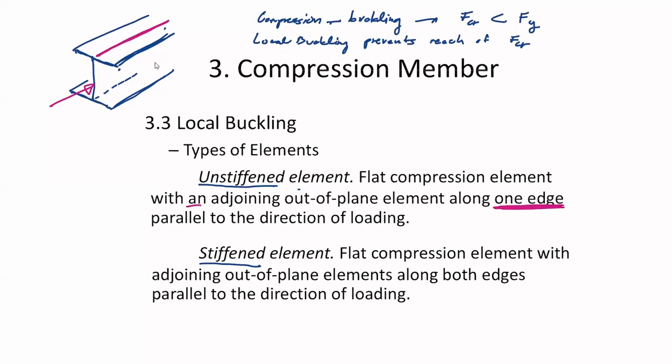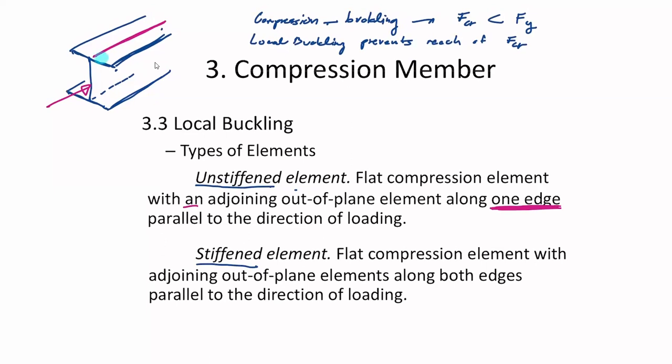So you see this particular flange has one edge, that one edge. I can draw it again. Now the flange looks like this. That is a free end, and that becomes the adjoining out of plane element, whatever that is, the pink line here. So the flange itself has one support. So it is therefore an unstiffened element.